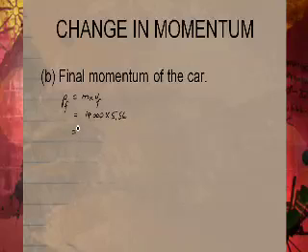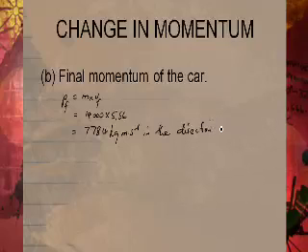We can also work that out quickly. We've got 1400 times 5.56. Okay, and the answer is 7784 kilograms meters per second. This is in the direction of motion as well. Even the previous one is in the direction of motion because it's in the direction in which the car is moving along that straight road.